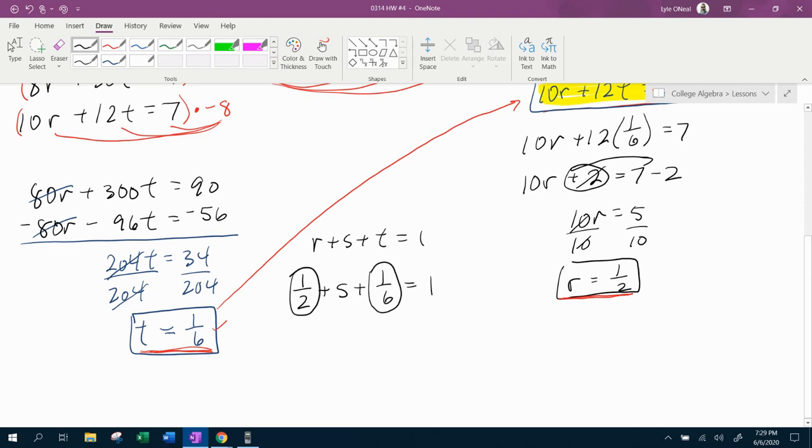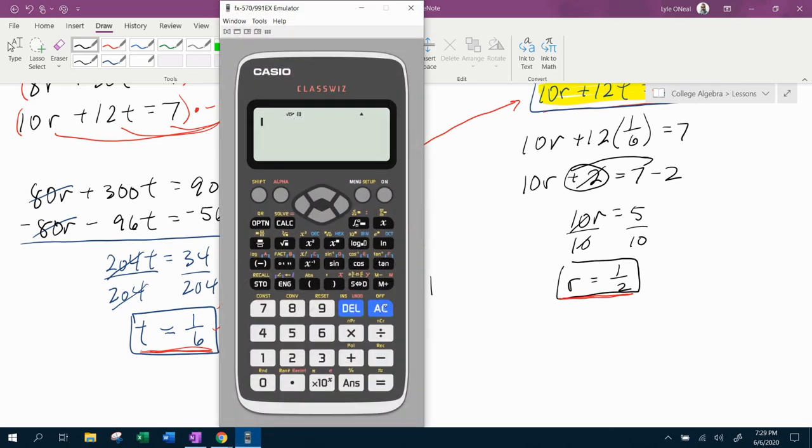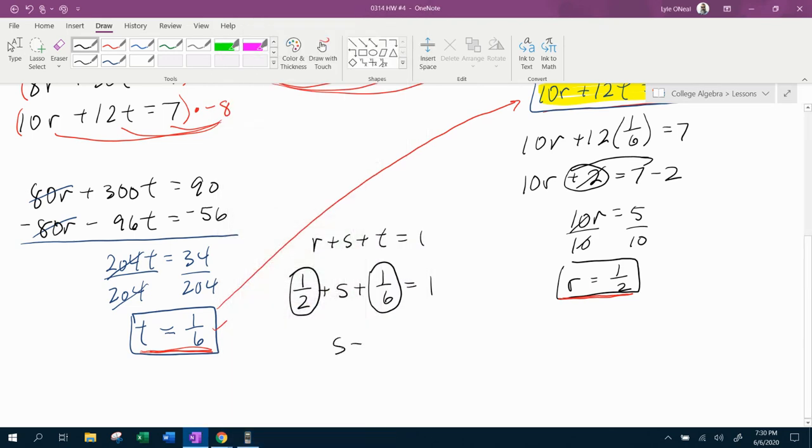Let's combine like terms. A half plus a sixth. Again, what better way to do that than with the calculator? A half plus a sixth. That's 2/3. So S plus 2/3 equals 1. 2/3 wants to come over to make minus 2/3. 1 minus 2/3 is a third. And if you need to use a calculator to do that, go ahead. No shame in using the calculator, but there is shame in getting it wrong.